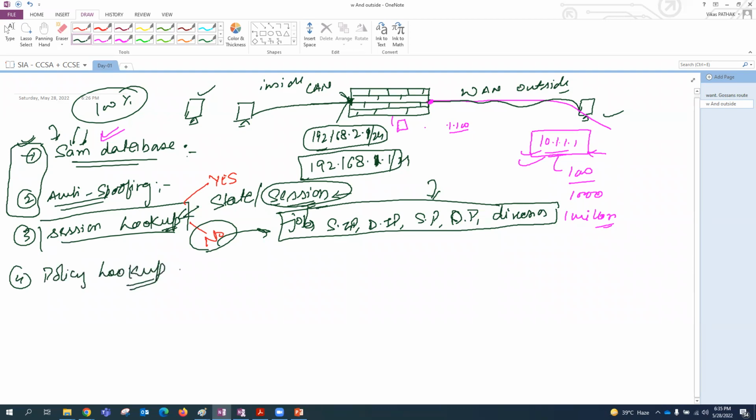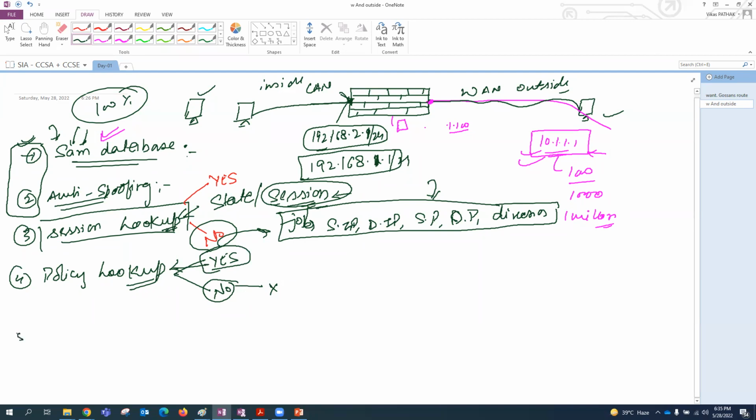Do we have a valid policy on the firewall for this source to this destination on this particular service? If the policy is there, there will again be two options here: either the policy is there, or the policy is not there. If the policy is not there, the firewall will discard the packet on this server itself. Policy should be there on the firewall. If the policy is there, it will be passed through that particular policy.